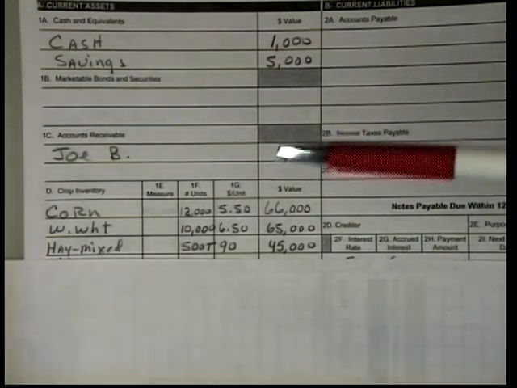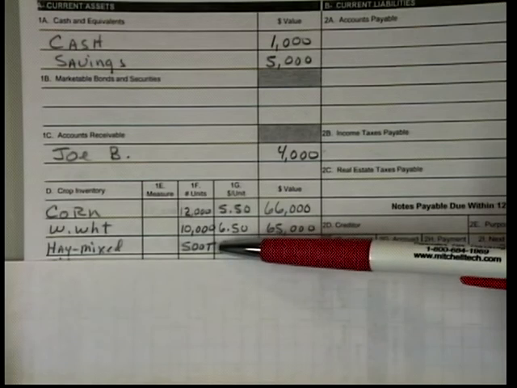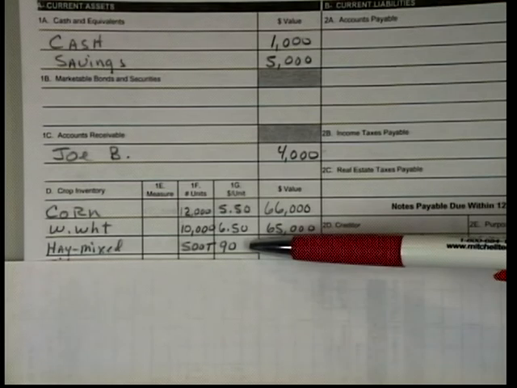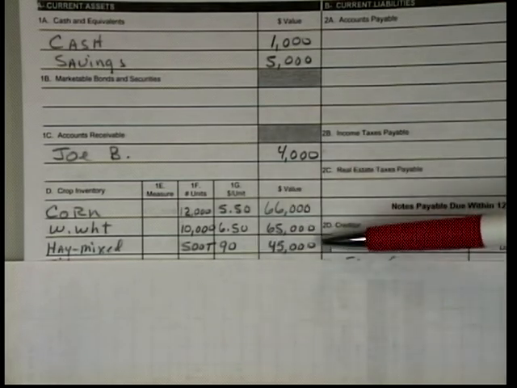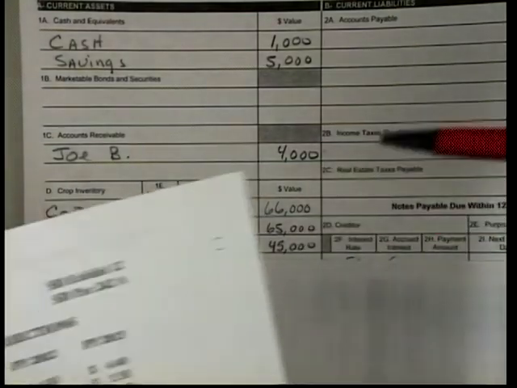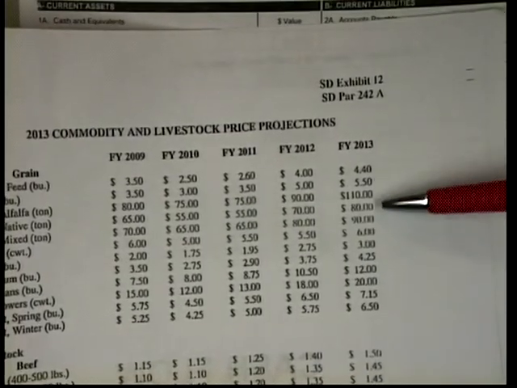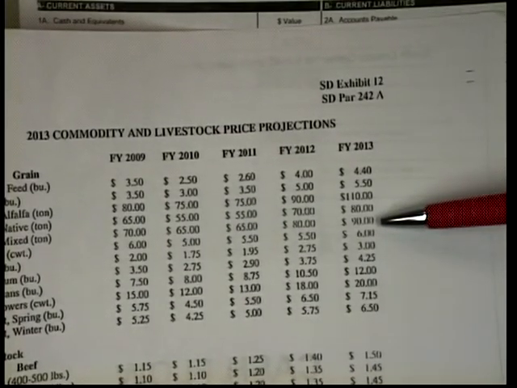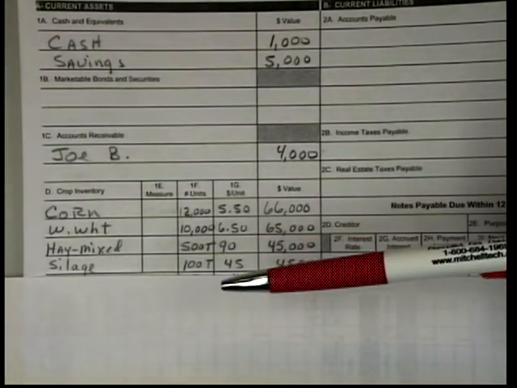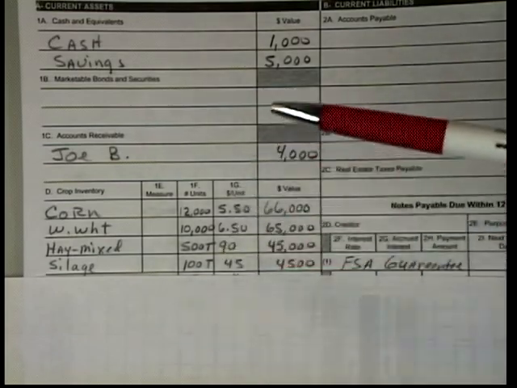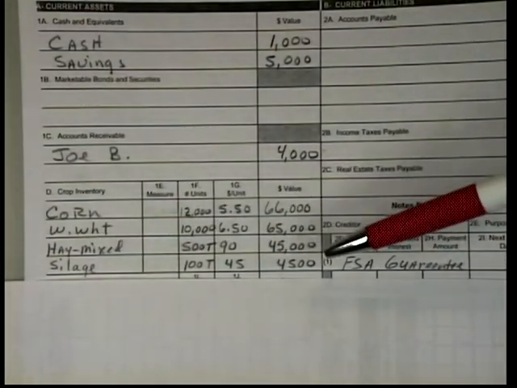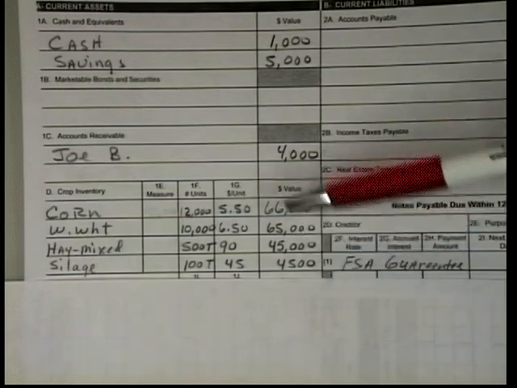All right, I got some mixed hay. 500 ton is the amount. And I got it priced at $90 a ton. And that amounts to $45,000. I get my price, mixed hay right here. I've got some silage, which is kind of a tough one to price because the quality varies so much. Silage, 100 ton, I price it at $45 a ton, $4,500.